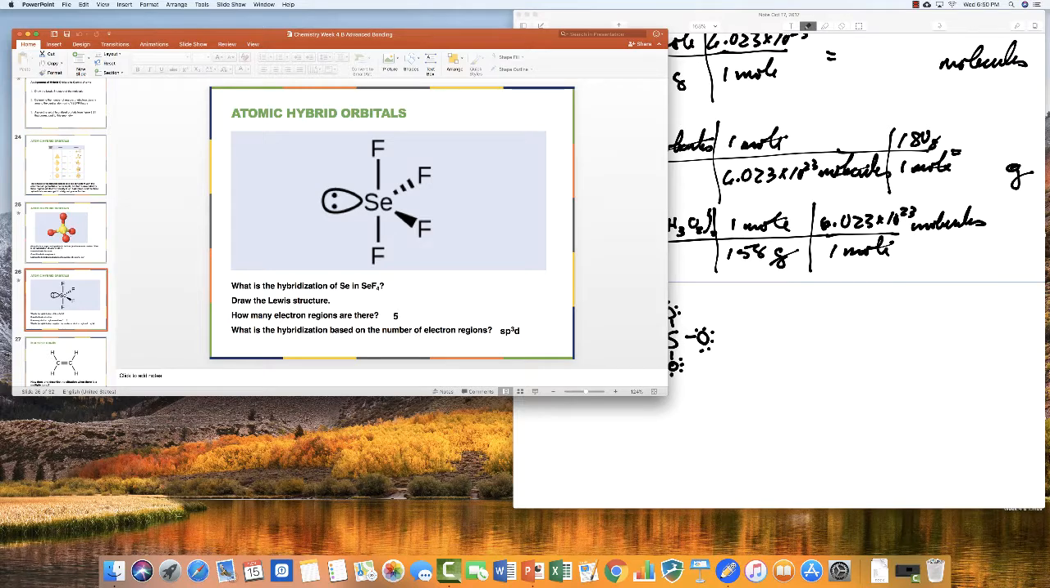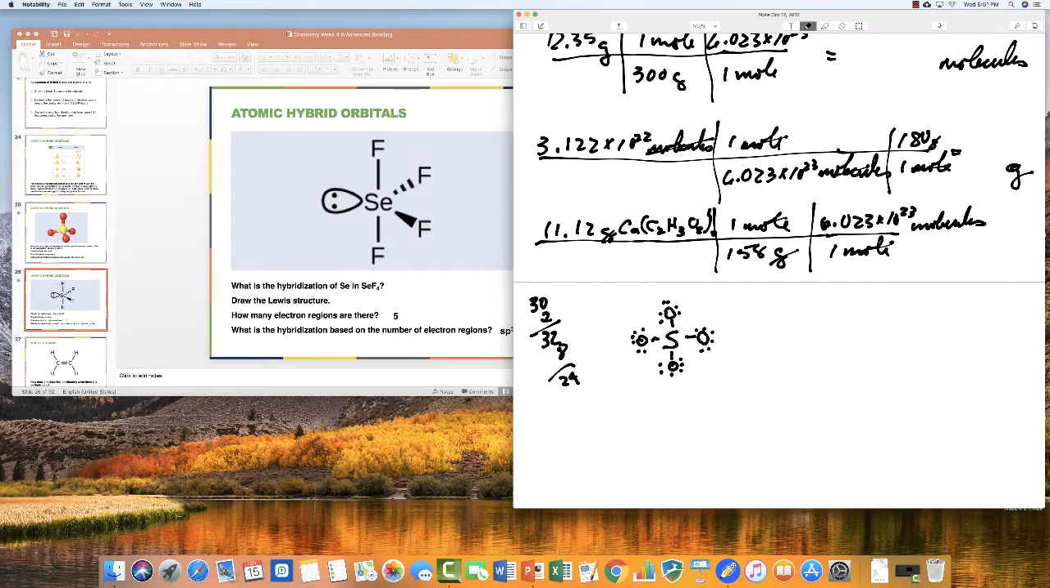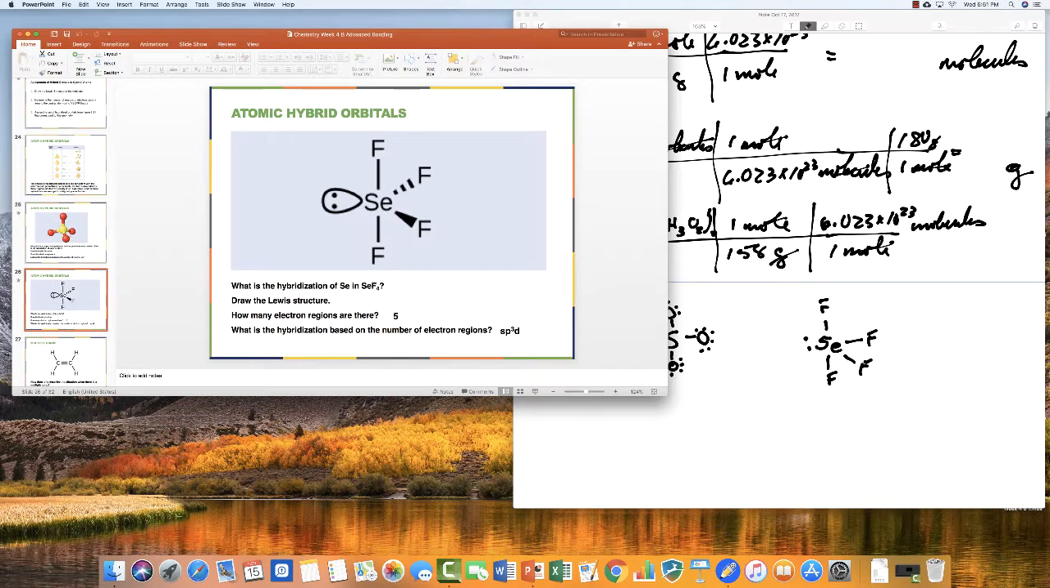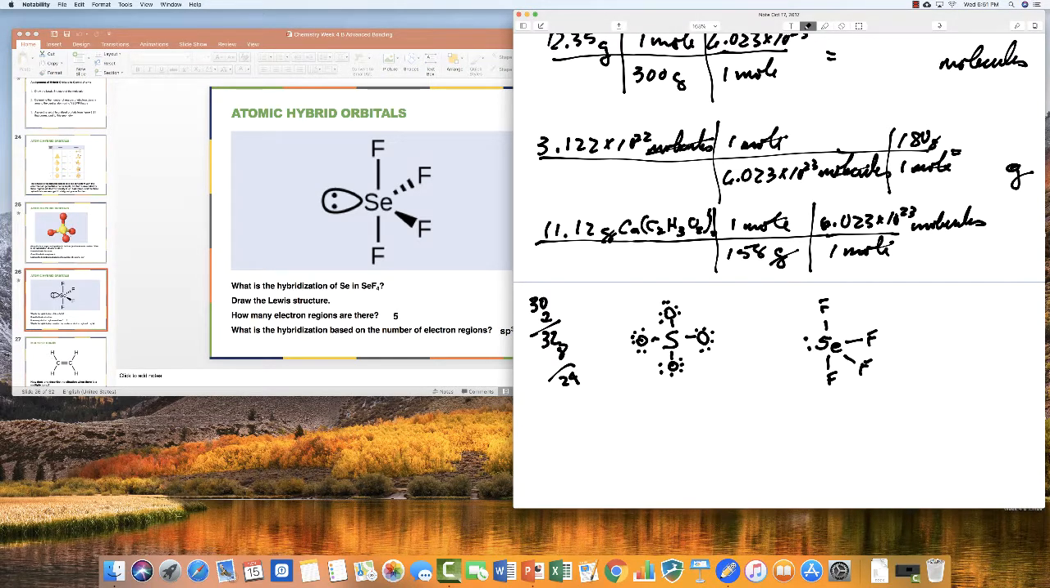This next one, SeF4, as it turns out, if you draw the Lewis structure here, you end up with something that looks like this. It's actually up on the board here. And you have an extra pair, so there are 5 regions. And if you look on the table, it's sp3d, which is the trigonal bipyramidal.